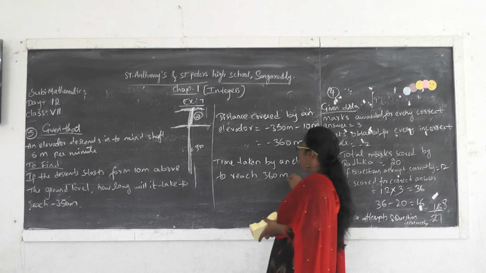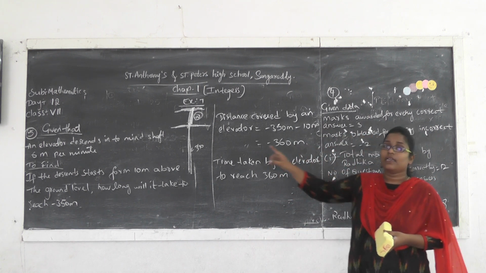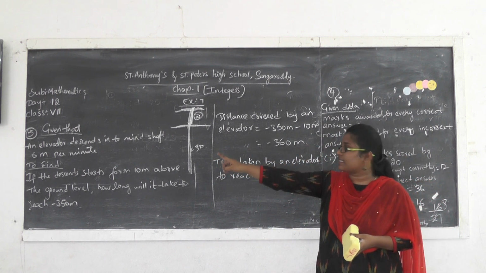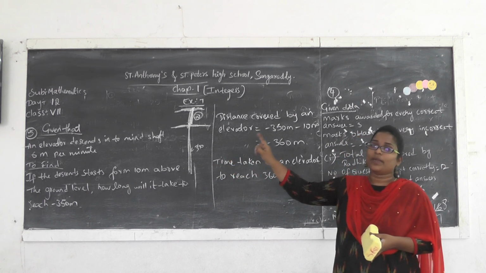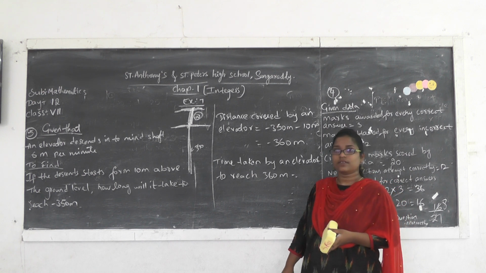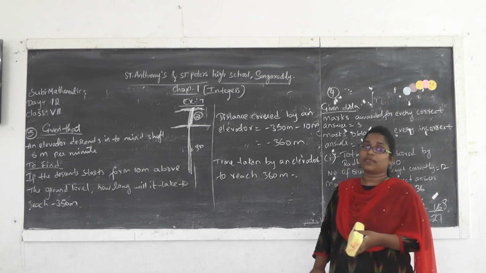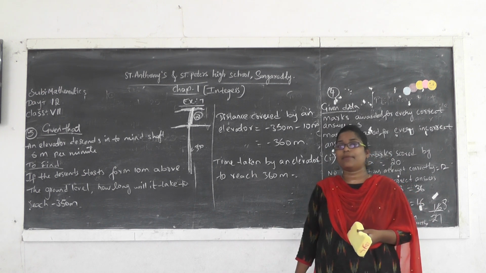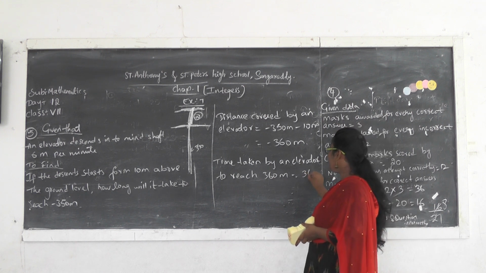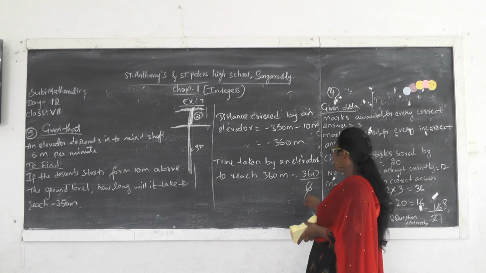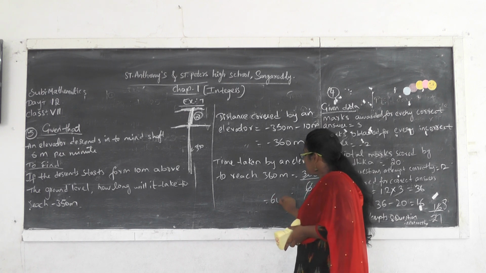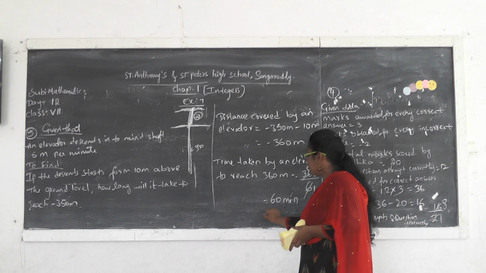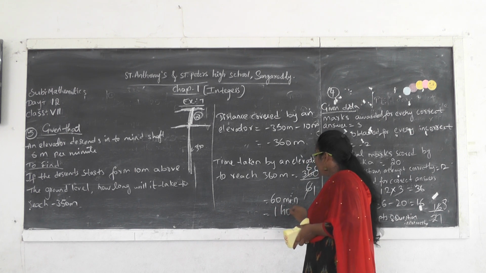360 meters. Okay, per 1 minute it was traveling 6 meters. Per 1 minute how much distance was it covering? 6 meters. To travel 360 meters, how much time will it take? 360 by 6. 6 ones are 6, 6 sixes are 36, 6 zeros are 0. 60 minutes is nothing but 1 hour.